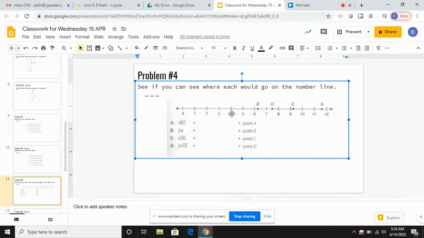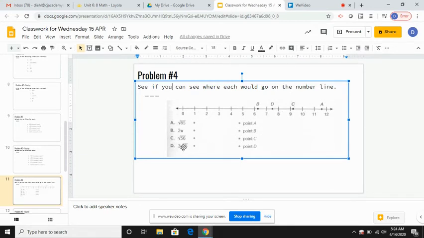So far we know square root of 85 must be point C. 2 pi must be point B. Square root of 56 must be point D. And that leaves 3 times the square root of 15 must be this over here.